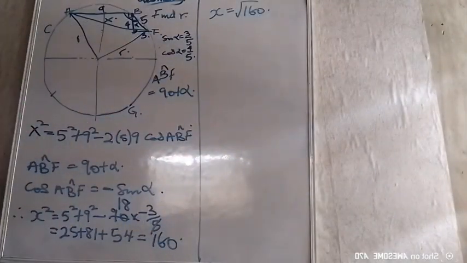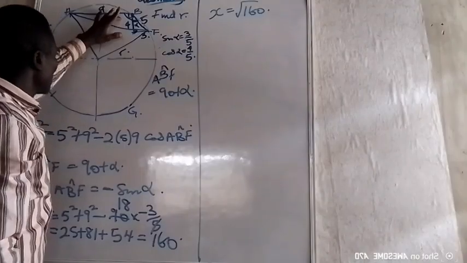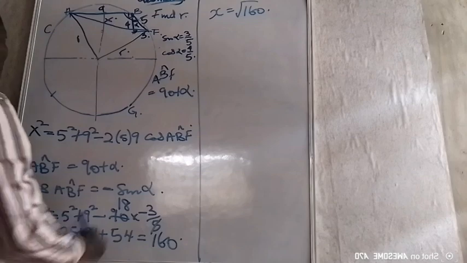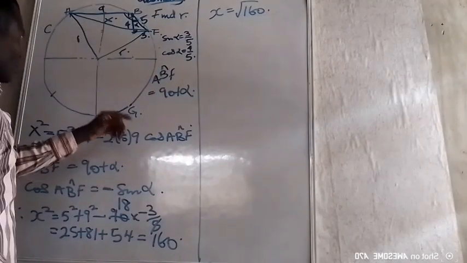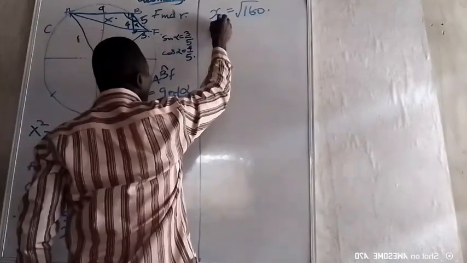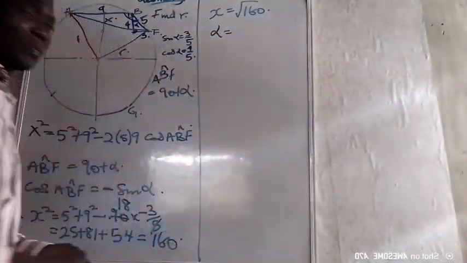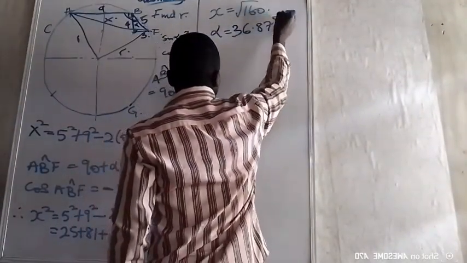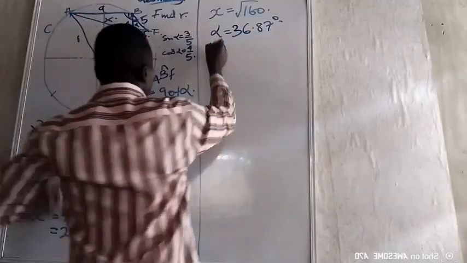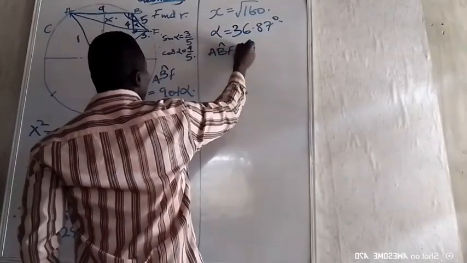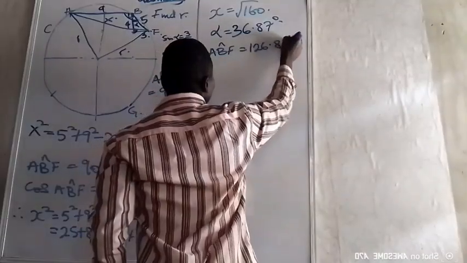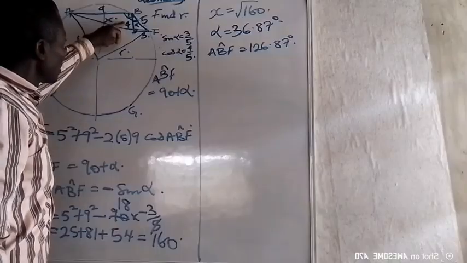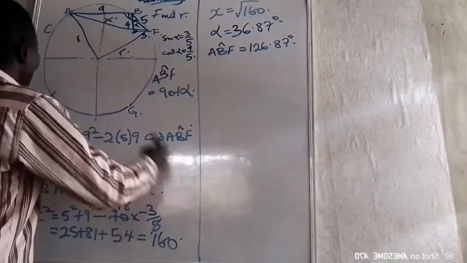Now since I know this angle here, I can get this angle here as well. Let's see how I do that. From the tables, I know that alpha is equal to 36.87 degrees. This is alpha here. So ADF is equal to 126.87 degrees. This is 126.87 degrees. Now let me draw.